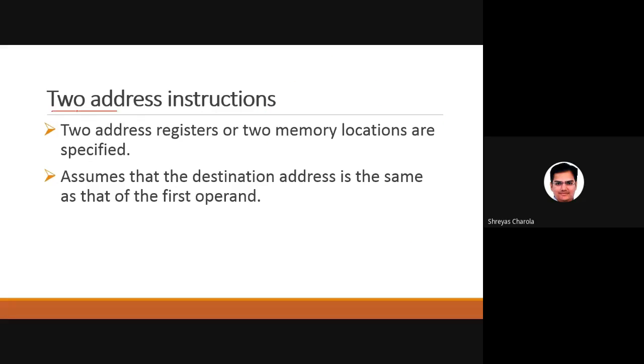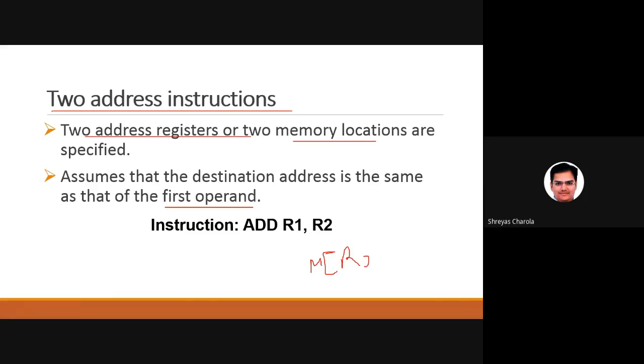When you talk about 2 address instruction, either it might be 2 registers or it might be 2 memory locations to be specified. Like here, if I write like this, what is this? M[R2], if I am considering the memory location, plus it will add with R1 and the data will always be stored in R1. This is what we call 2 address instruction. Is it clear, all of you?